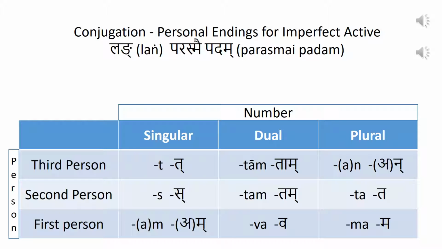Take a look at the imperfect active endings. We can now see why these are called secondary endings. Instead of ti, we have t, and instead of si, we have s, etc.